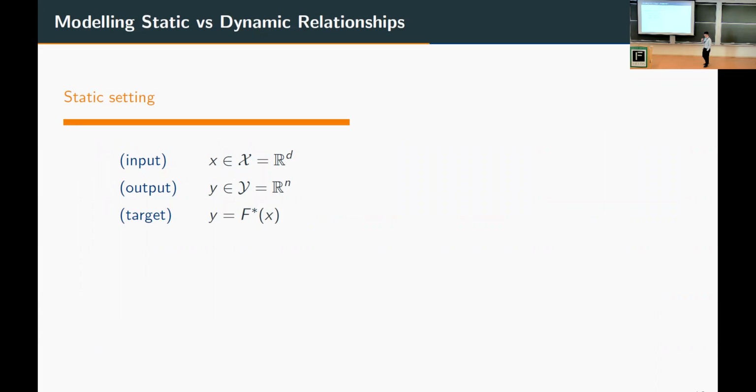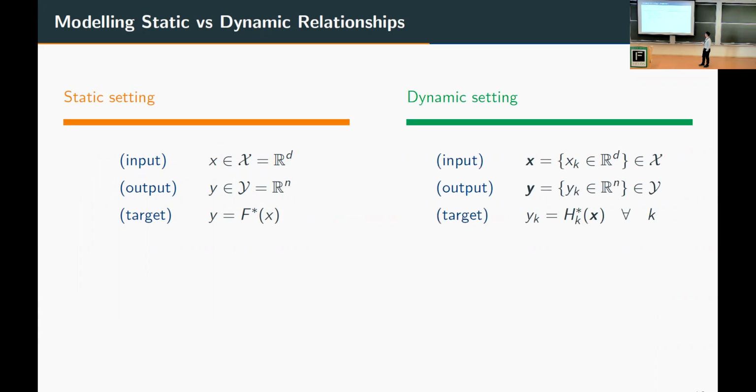So modeling this kind of static function relationships and sequence relationships are essentially different in the following way. In the static setting, you have some input and output vector. They're just vectors, and your target function is just an ordinary function over finite dimensional vector spaces. But in the dynamic setting, your input is now a sequence of vectors, and this k you can think of as a sequence index, right? And of course the output is also a sequence. And now the target function is basically not just one function, but a sequence of functions.